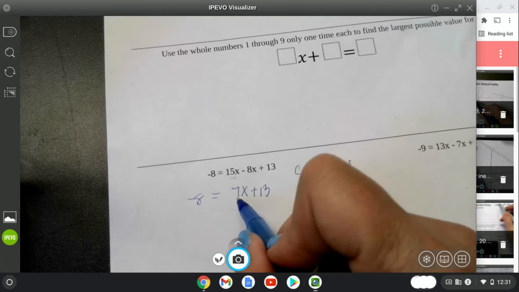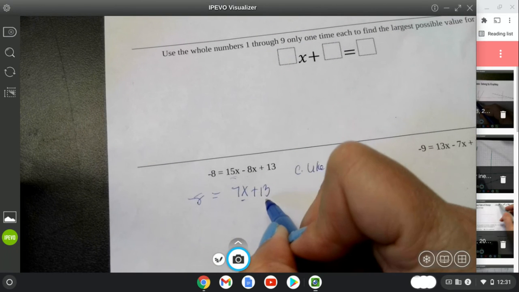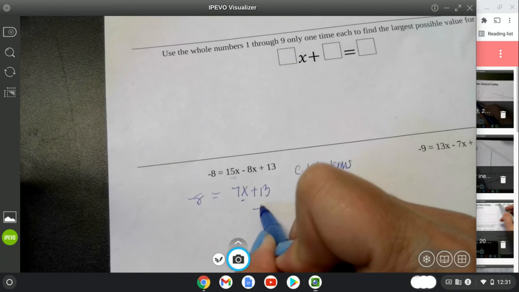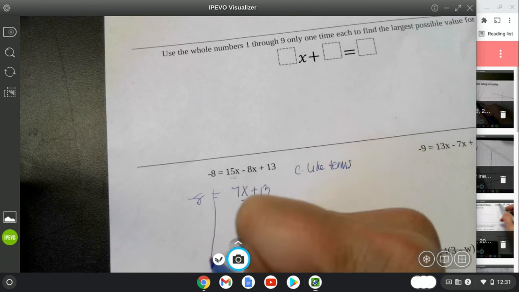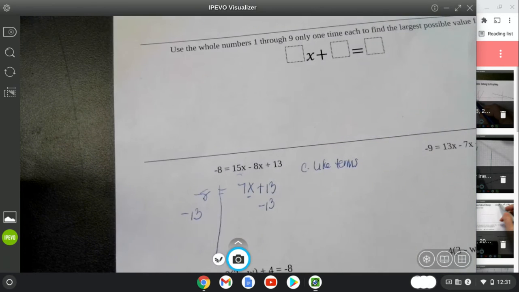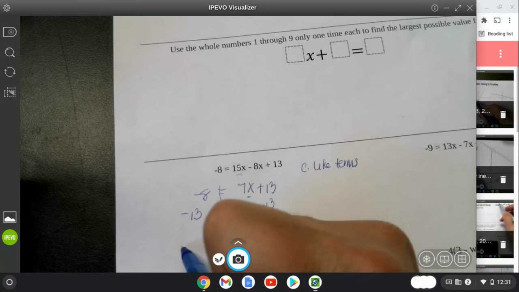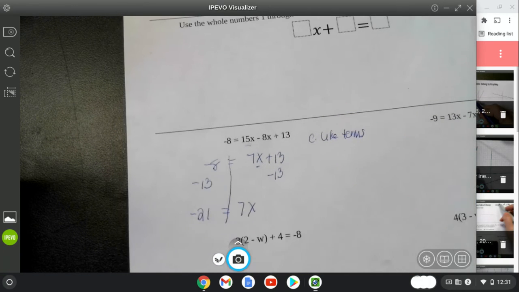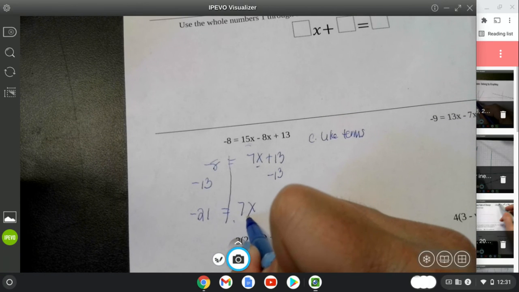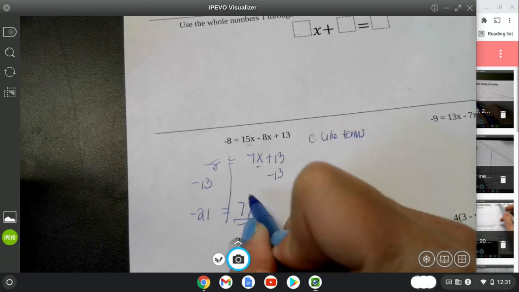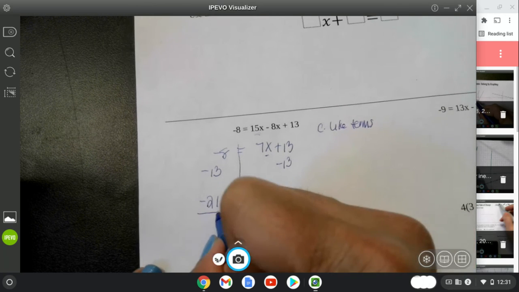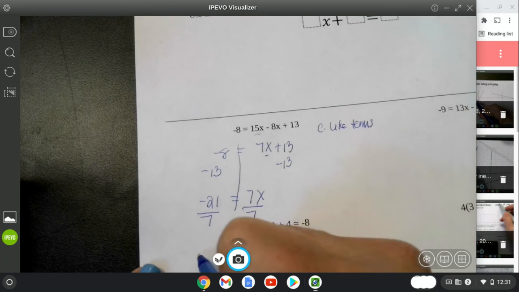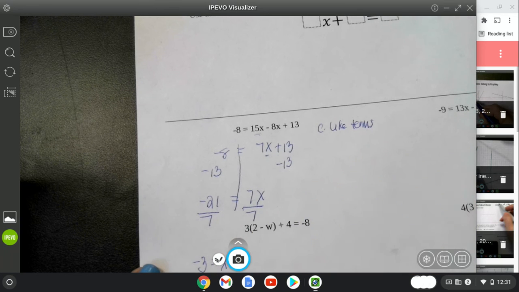So I want to get the x by itself over here, which means I want to move 13. This is a positive 13, so I'll subtract it. If I subtract 13 from this side, I subtract 13 from that side. Negative 8 minus 13 is negative 21. And so negative 21 equals 7x. I want to isolate the x, so I'm going to do the opposite, which is the division property of equality. Divide both sides by 7, so negative 3 equals x.